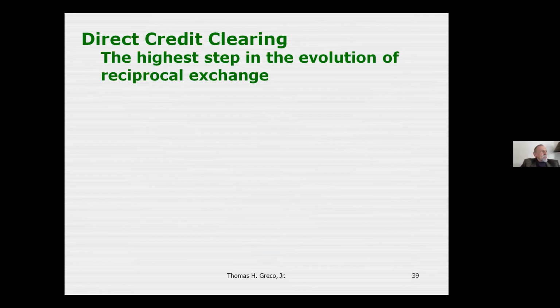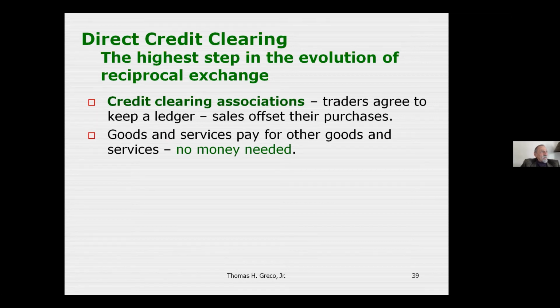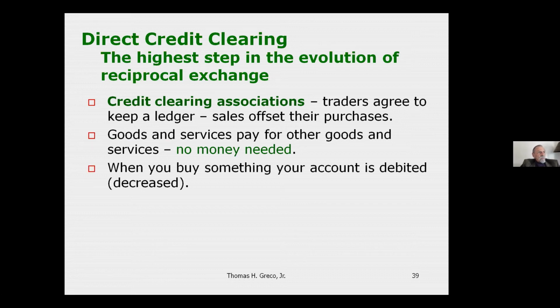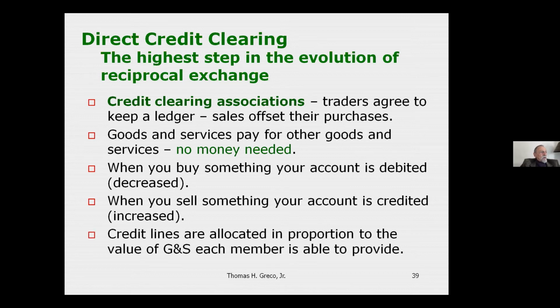Direct credit clearing is another approach. Banks clear obligations amongst themselves all the time. You used to have in every community a clearinghouse to perform that function. Well, sellers of real goods and services can do direct clearing amongst themselves. In this clearing association, traders agree to keep a ledger. Their sales will offset their purchases. So goods and services pay for other goods and services. There's no money needed. When you buy something, your account is debited. When you sell something, your account is credited. So credit lines are allocated to each participant in proportion to the value of the goods and services they're able to bring to the party.